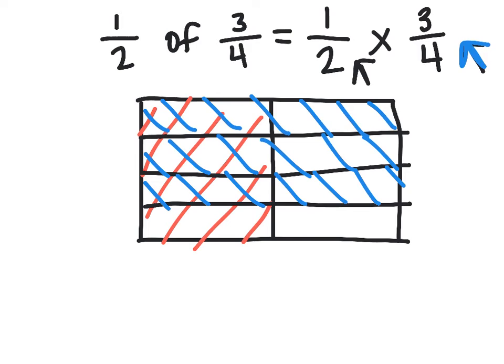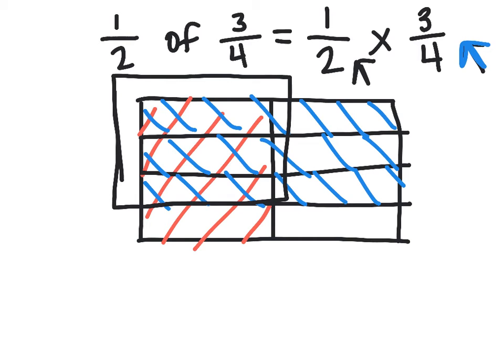My next step is to see how many little sections of my box have both colors in. And I see this section right here has both red and blue. I'm going to count them. 1, 2, 3. And I see that 3 of my boxes have both red and blue in them.